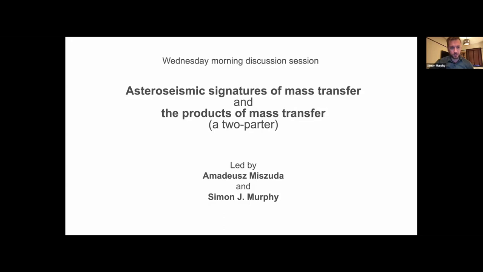Cole and I were asked to lead a discussion on the products of mass transfer. And then the title in the agenda became the asteroseismic signatures of mass transfer. So now this is a bit of a two-parter that's going to cover both of those. We're going to start off with Amadeusz giving a short overview of some recent work he's done on the asteroseismic signatures of mass transfer for main sequence stars. So over to Amadeusz. Yeah, thank you, Simon.